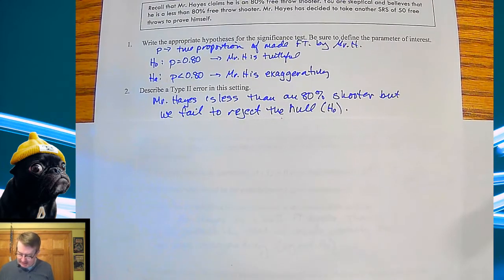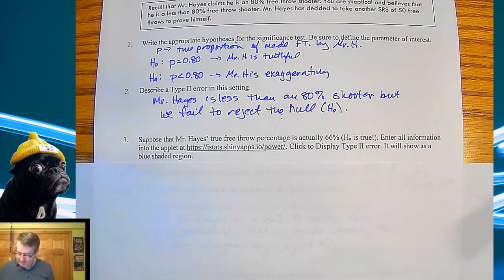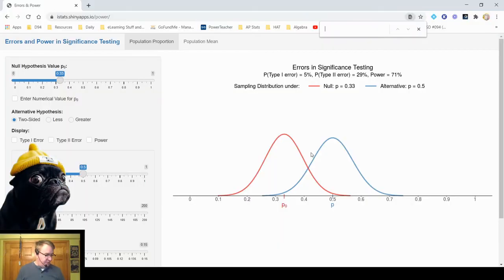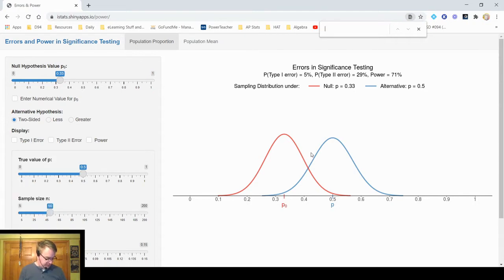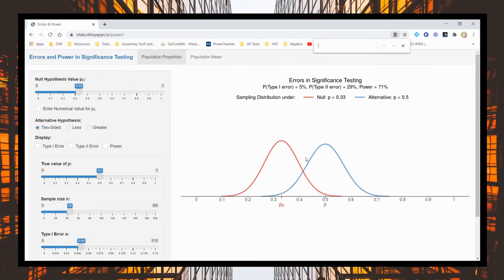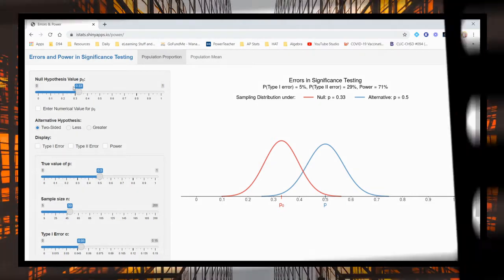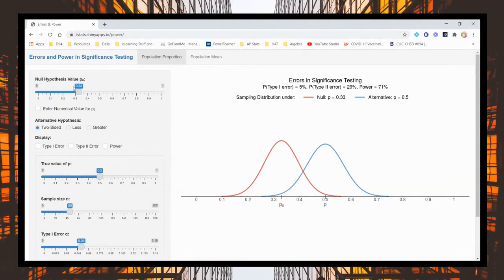So let's say my free throw percentage is actually 66%. We're going to talk about what we're seeing if that 66% is actually true. And this is where we come over here. I'm going to get rid of him. I'm also going to do this, because you guys deserve to be able to see the whole screen. And all right, so what we're going to be doing here is the following.